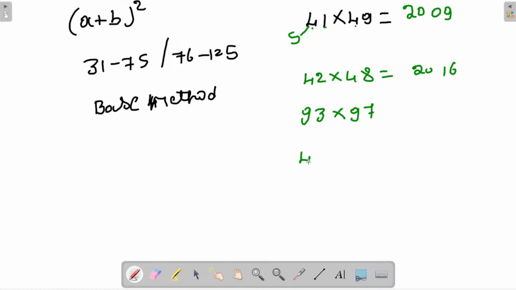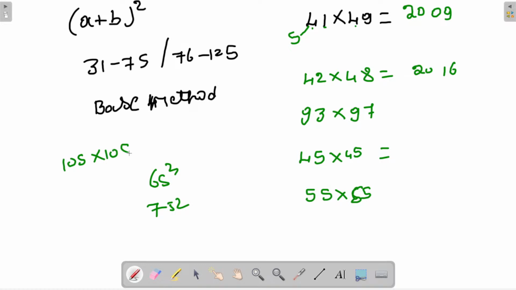Now can I apply 45 into 45? Yes, I can apply. Can I apply 55 into 55? Can I apply 65 square? Can I apply 75 square? Can I apply 105 square? Clear? 105 square means 105 into 105. 5 plus 5 is 10, remaining numbers are constant, which means I will apply this method to any squares ending with 5.